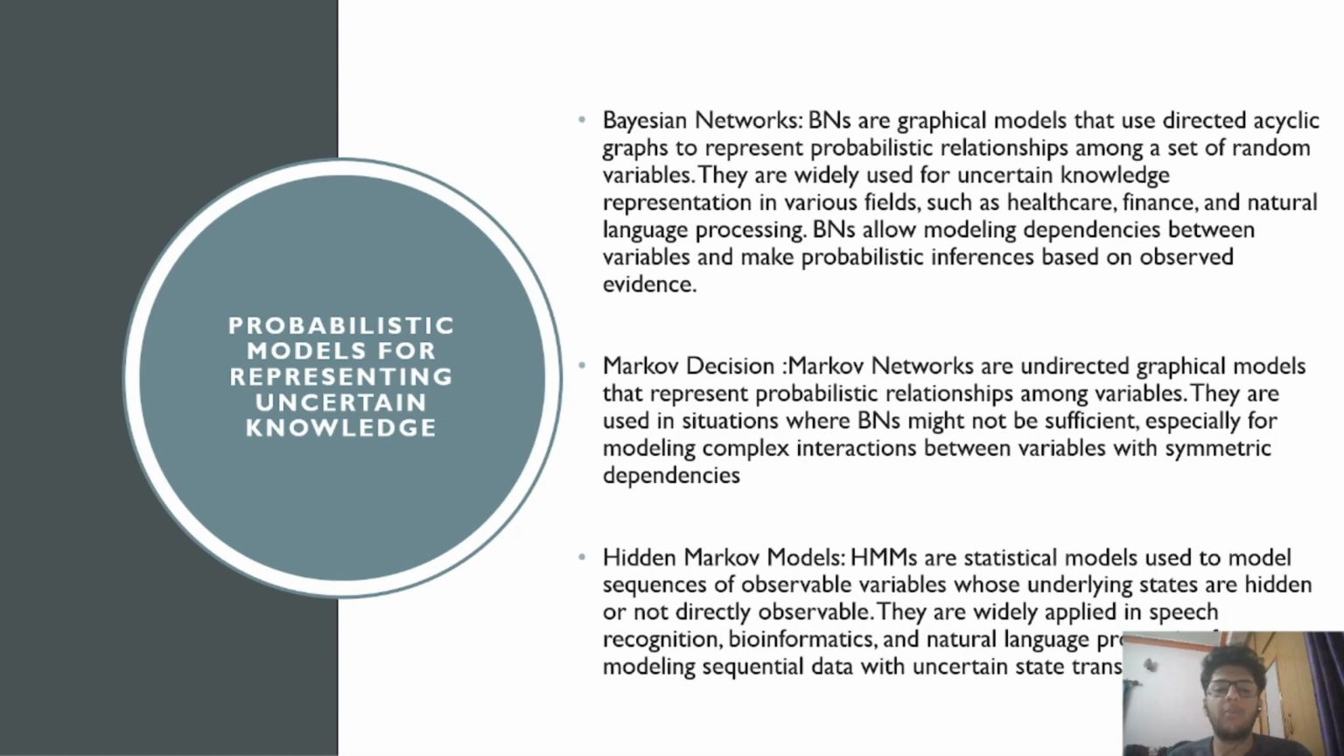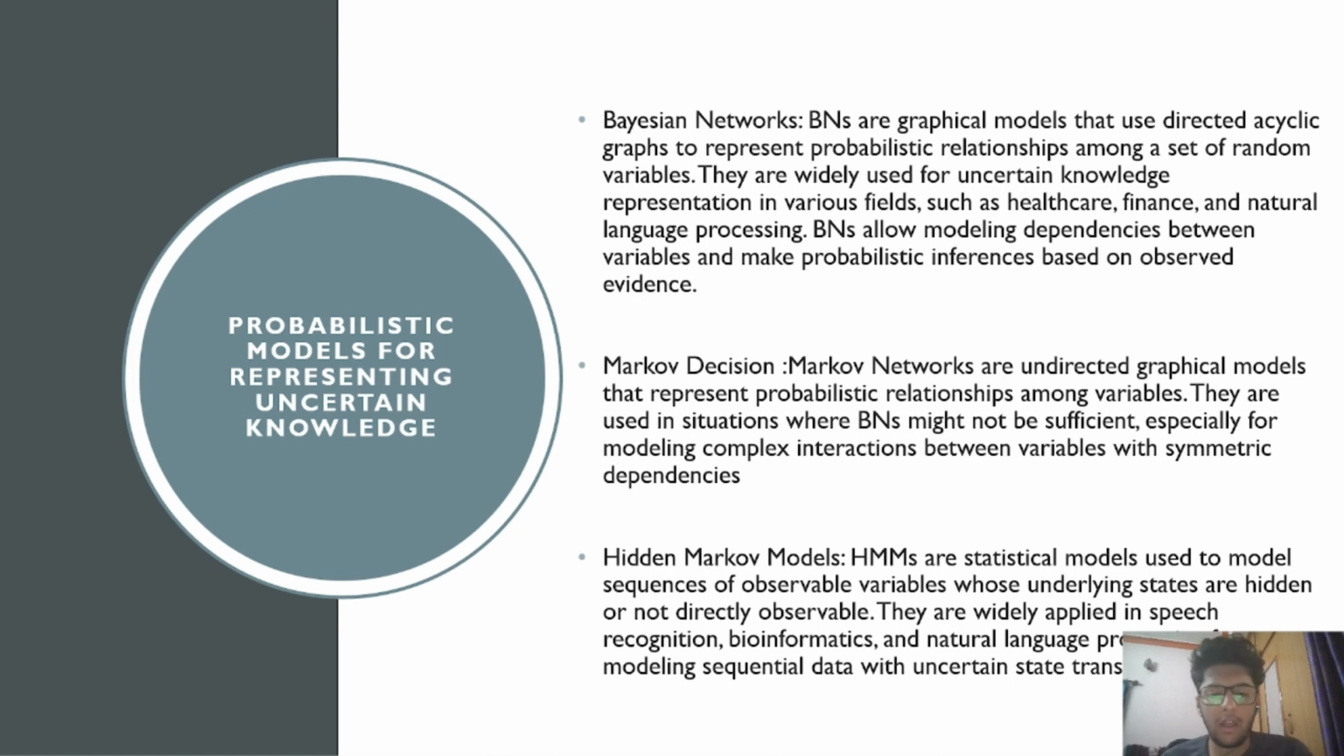The second one being Markov networks. Markov networks are undirected graph models that represent probabilistic relationships amongst variables. They are used in situations where BNs might not be sufficient. So this is like an advanced system, especially for modeling complex interactions between variables with symmetric dependencies.